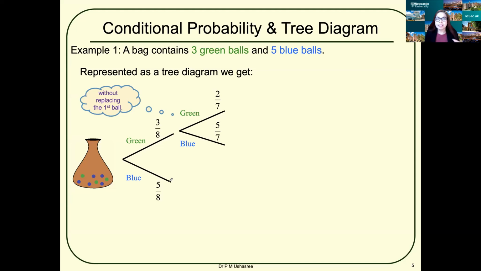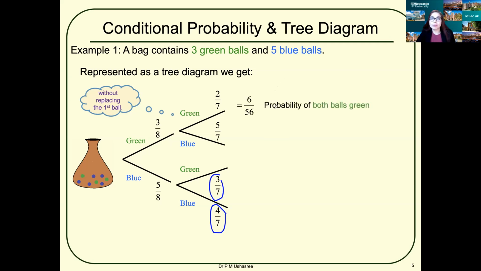Similarly, you can either pick a green ball or a blue ball, and the corresponding probabilities. We have done this before. We are just doing the same thing using a tree diagram. And towards the end of the branches, you can write the probabilities, the total outcome. So let's do that.